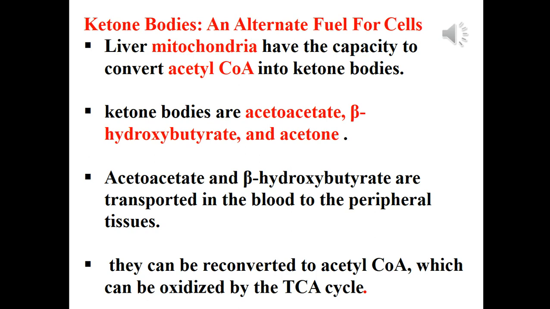Acetoacetate and beta-hydroxybutyrate are transported in the blood to the peripheral tissue. They can be reconverted to acetyl-CoA, which can be oxidized by the Krebs cycle.